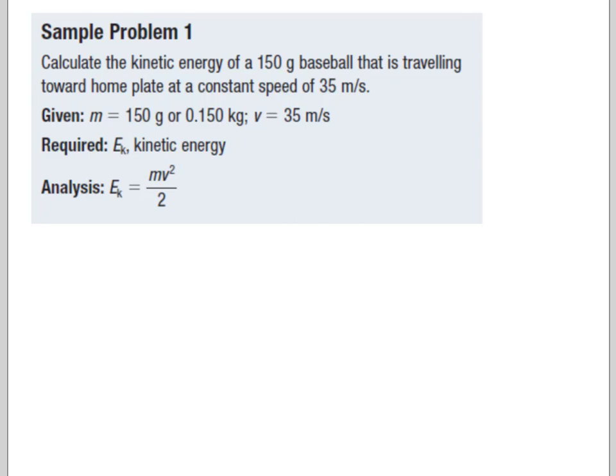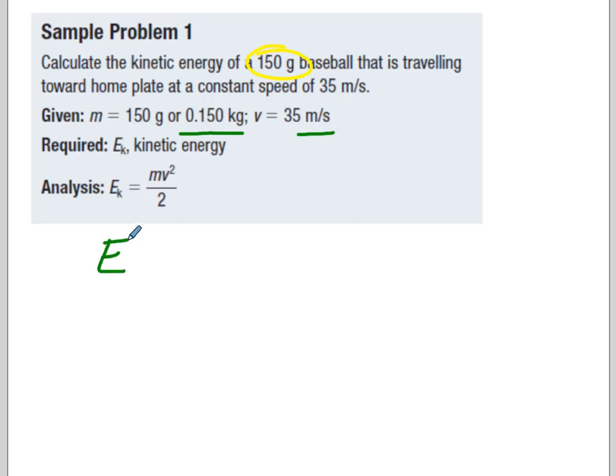So the first thing we want to highlight is this guy right here is not in kilograms. So that's an issue. So we're going to convert that, and you can see they've done that right here, to 0.15 kilograms. So that's something you need to spot right away. Our velocity is in meters per second, which is good. And now we have our expression. Kinetic energy equals mass times velocity squared over 2.